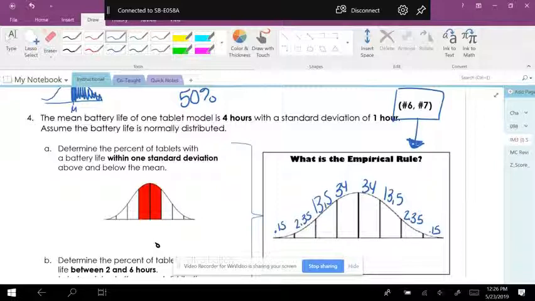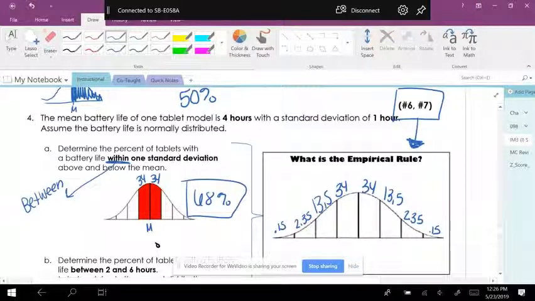Okay, so determine the percent of tablets with a battery life within 1 standard deviation. Whenever it says within, that means between. A couple people were asking me that last period. They didn't understand what within meant. That means between 1 standard deviation above and below the mean. Well, here's our mean, here's 1 below and here's 1 above. Well, 34 and 34 makes how much percent? 68, and we're done. So if you have the empirical rule, it's pretty easy.